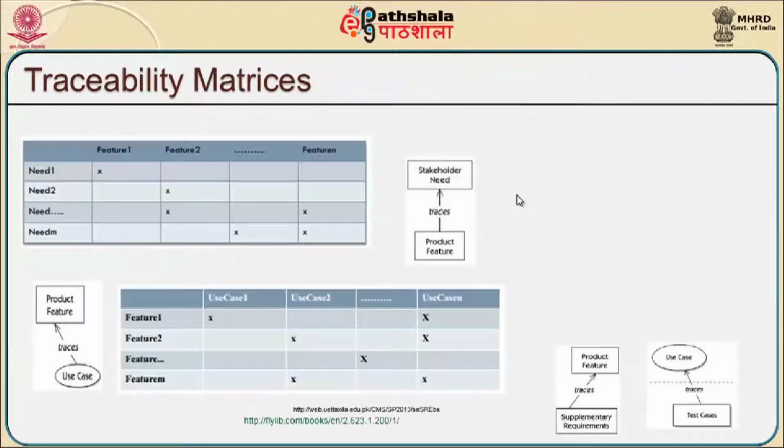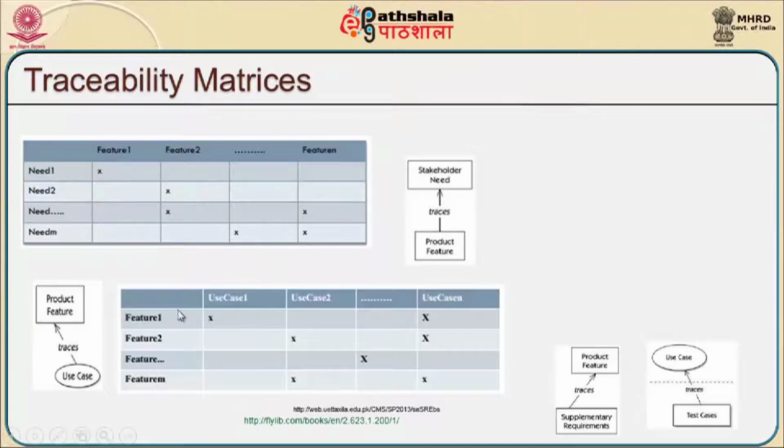So this is the traceability matrix, where for example I have given a list of features, feature 1, feature 2 up to n features, and the needs that I require from all these features. So need 1 is for feature 1, need 2 and need 3 are for feature 2.